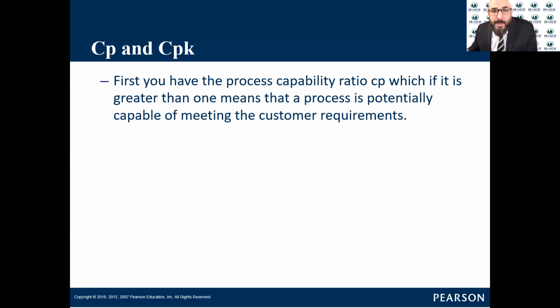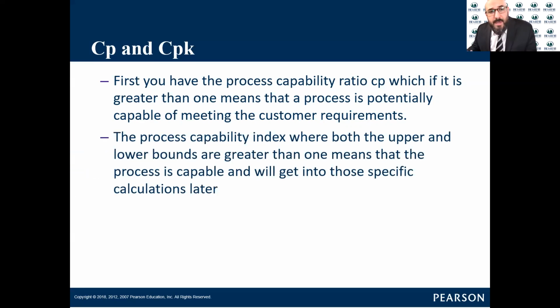First, you have to do the process capability ratio, the CP. You do the calculation, and if it's more than one, then the process is potentially capable of meeting the customer requirement. So the first thing we do is calculate the CP, and that will give you an indication of whether theoretically the process will be able to meet the customer needs or not.